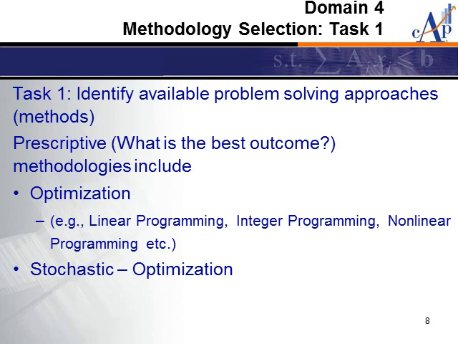In optimization, for example, these are the methods under prescriptive models: linear programming, integer programming, nonlinear programming, and there's a whole list of these kinds of techniques, such as mixed integer, network optimization, dynamic programming. By the way, you can get a full list of these techniques in the handbook that we created for the CAP test, which is downloadable from INFORMS's website, and it will be good practice to look at that.